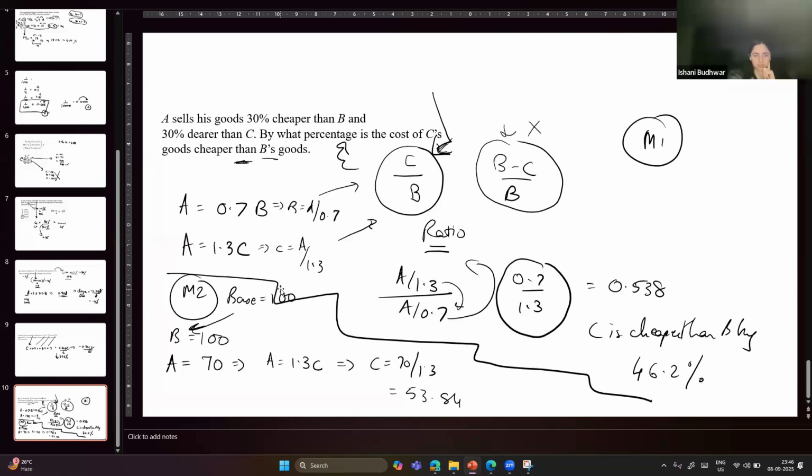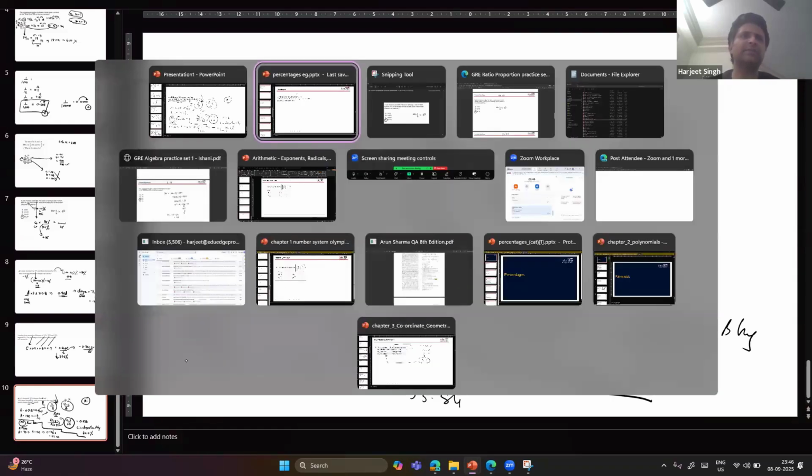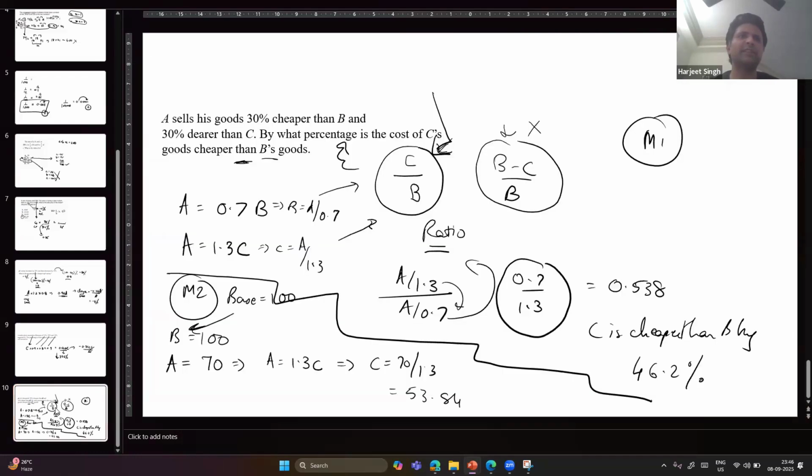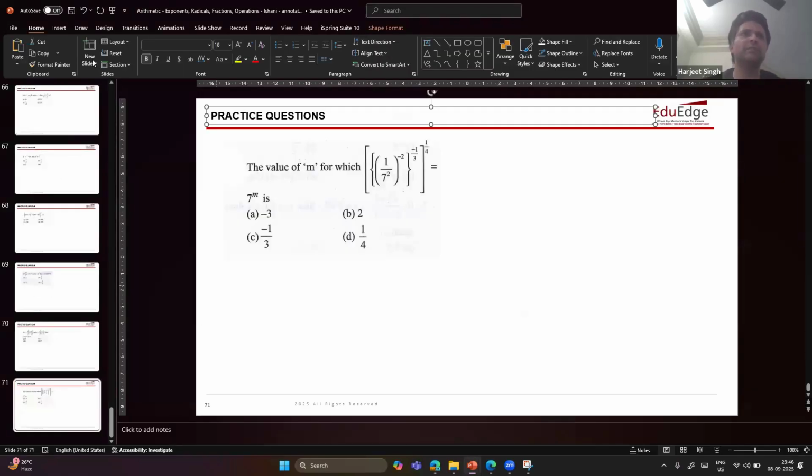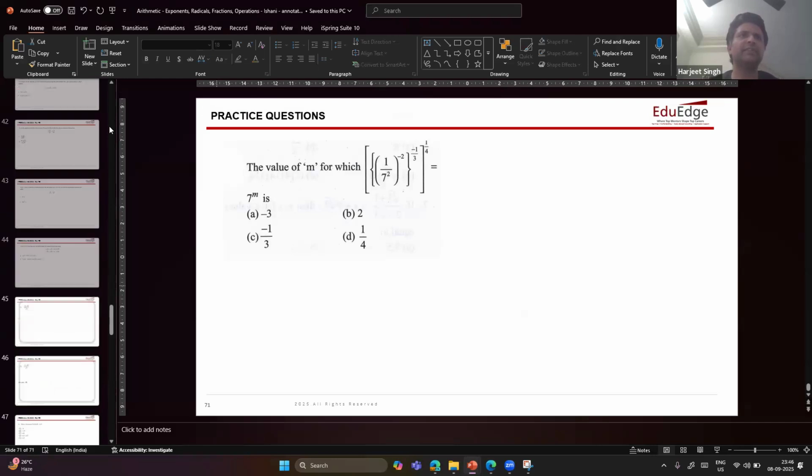Yes, so these are some other problems related to percentages. I will give you more practice sets to solve, but it helps to understand your thought process. I hope the plugging in method was useful. Okay, let's go to today's agenda, which is exponents and radicals.